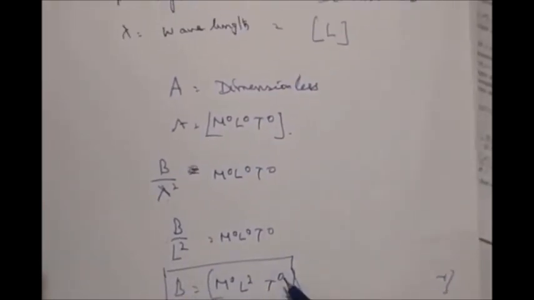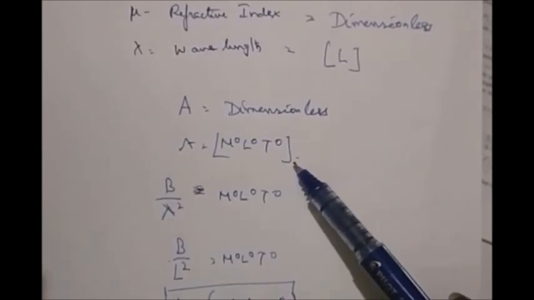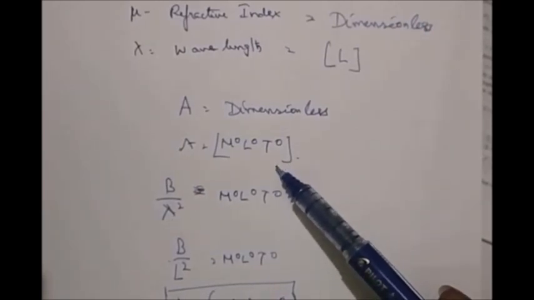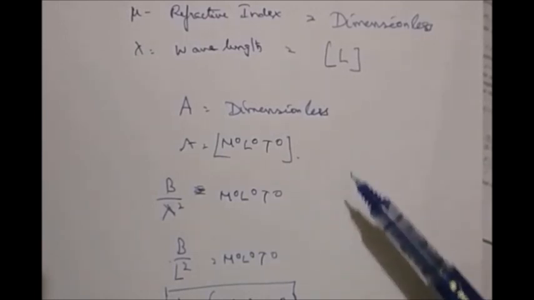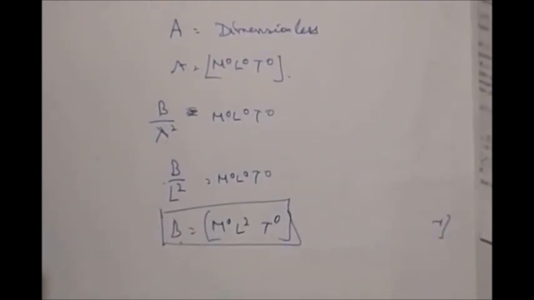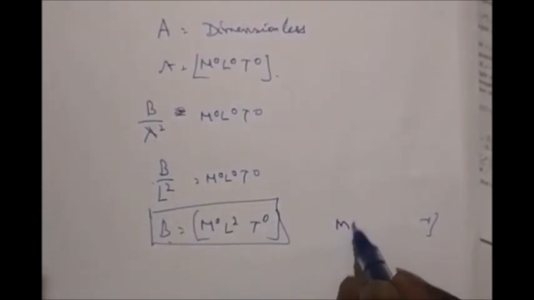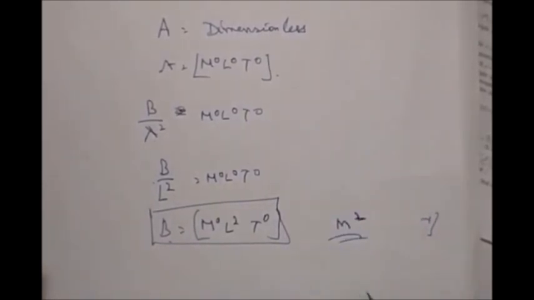And from this we can also find the SI unit. A, what is the SI unit? It has no SI unit because it is a dimensionless quantity. And b is going to have meter square as the SI unit.